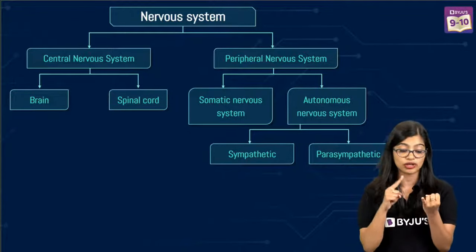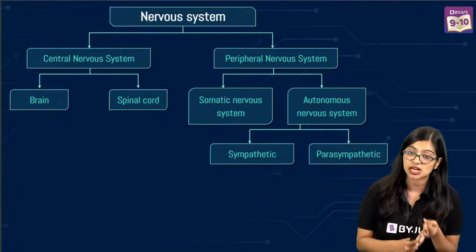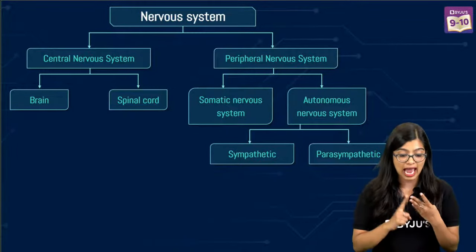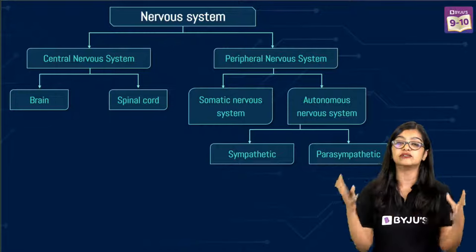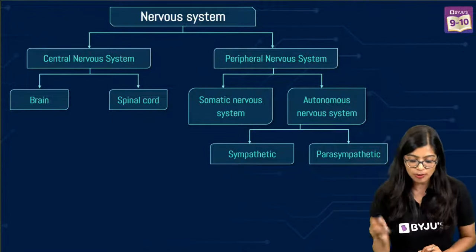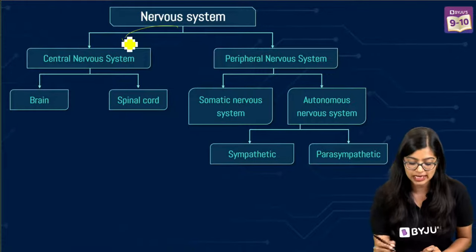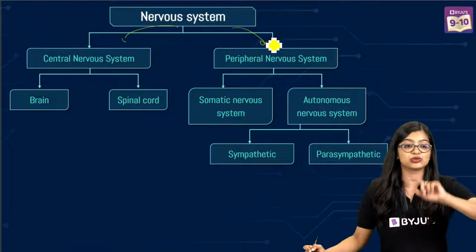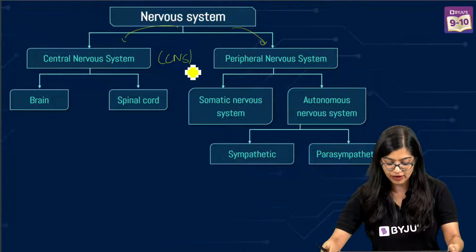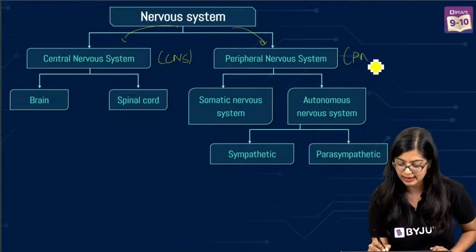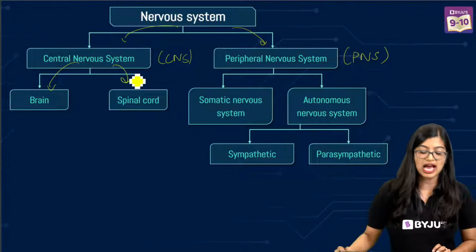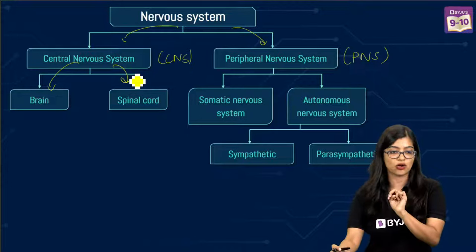You've learnt about what neurons are, how signal transmission takes place, and the reflex arc. And of course, you've learnt about the nervous system in general and how it can be categorized. As a quick summary, the nervous system can be categorized into the central nervous system, or CNS, and the peripheral nervous system, or PNS. And the central nervous system can be categorized into the brain and spinal cord.